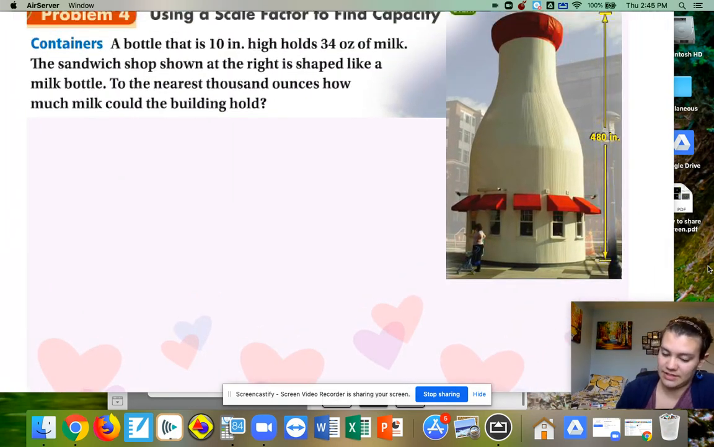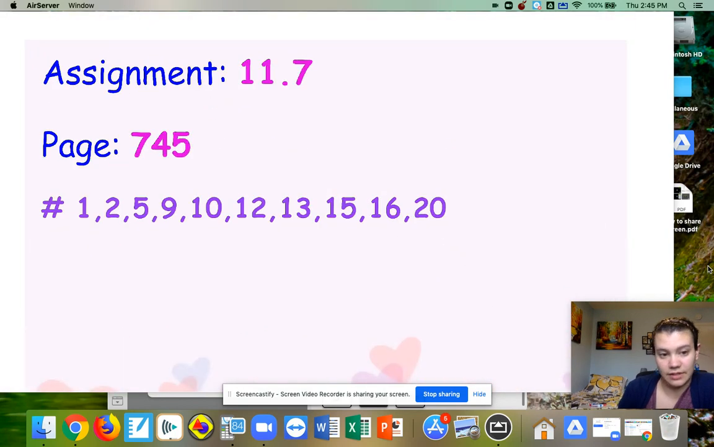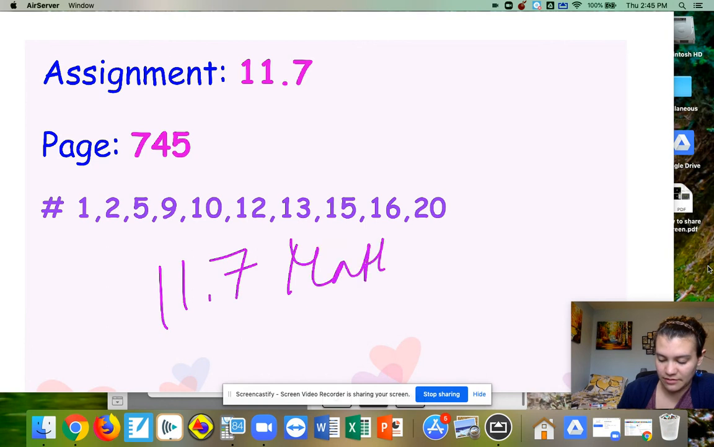And this one is a similar idea, so I'm going to skip that one. But that's the idea. There's the assignment. There's also an 11.7 Math Excel if you want to do that.